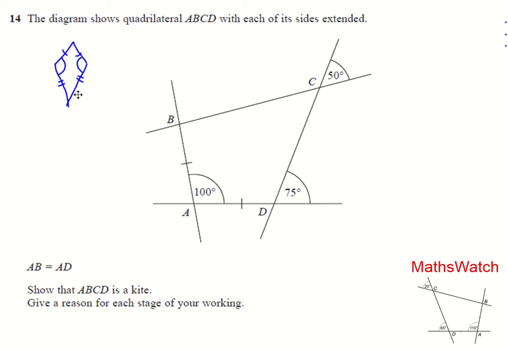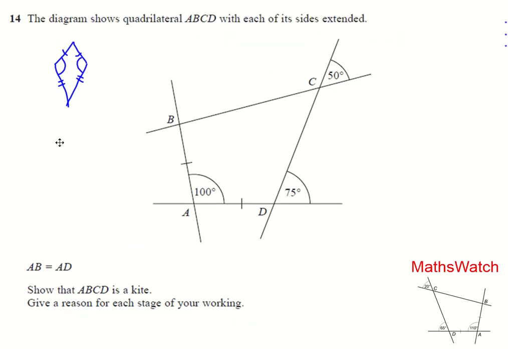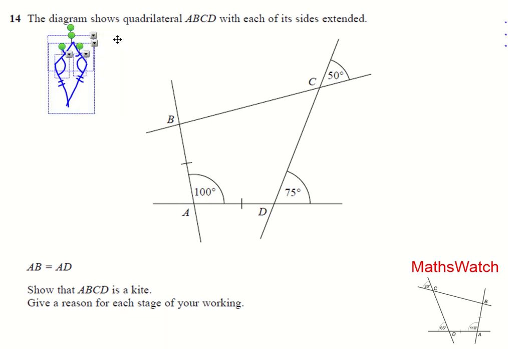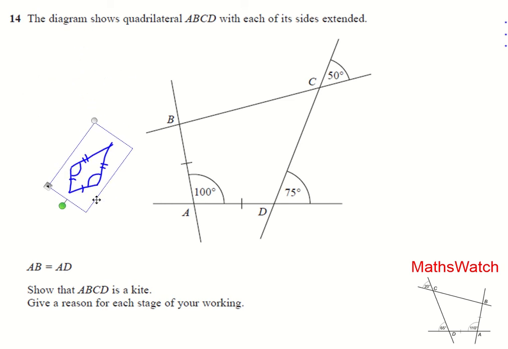Now, in order to make these things look similar, I'm going to take this and rotate it. So that's what we're looking at. We're looking at those 2 sides at the bottom being equal, so that's these 2 sides here, which means that we actually need to show that these 2 angles, which means these 2 angles here, are equal to each other. And that will be enough to prove that this is a kite.